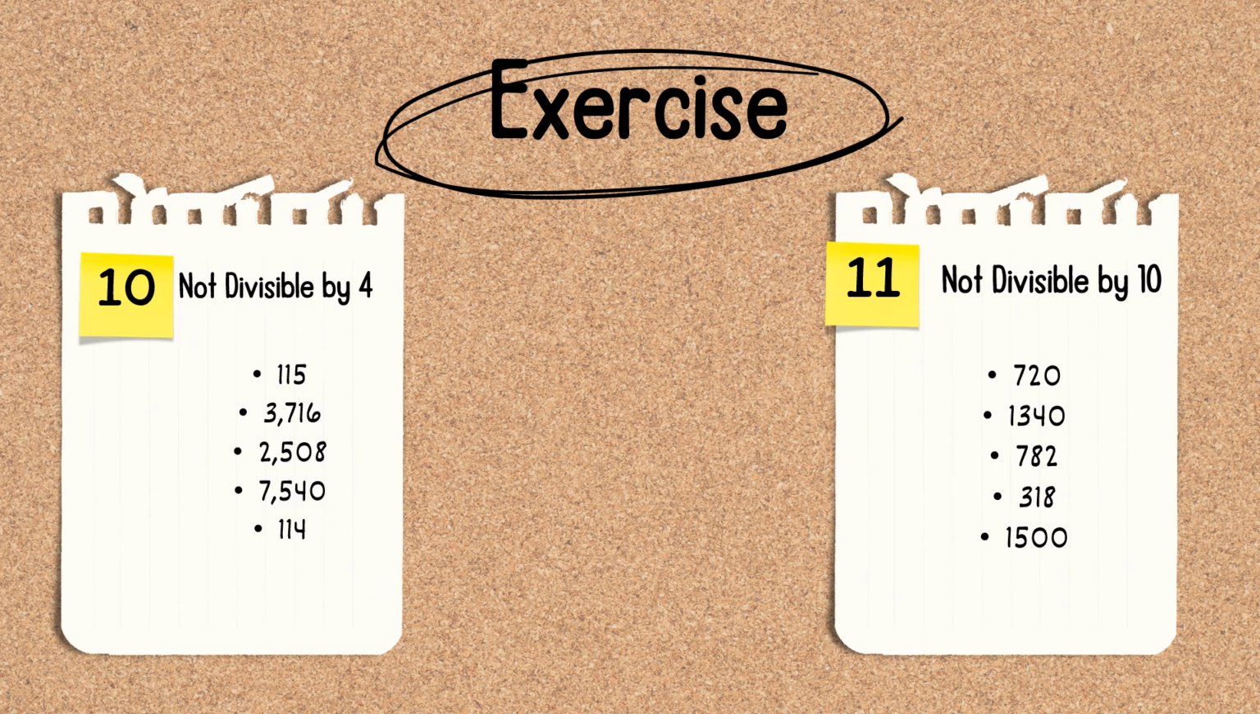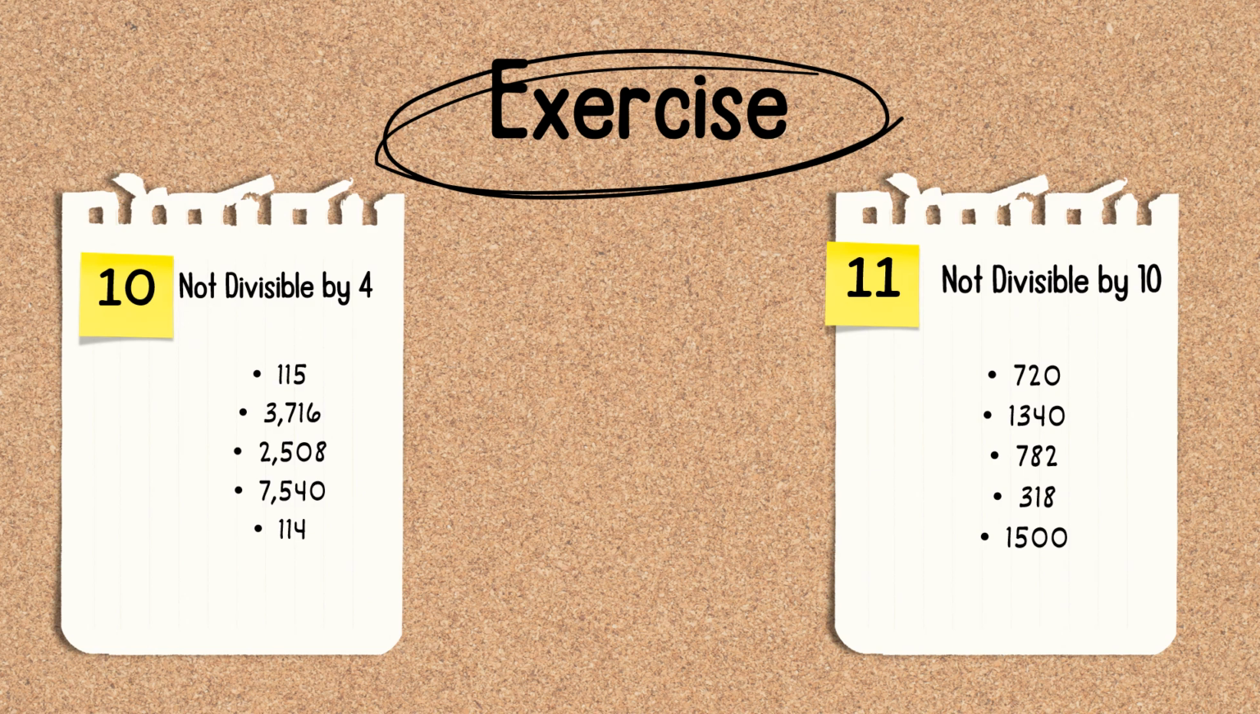And now start. 115. The last two digits, of course, are not zeros, and 15 is not in the times table of 4. It's not divisible by 4. So yes, this achieves the requirement. We will take it. 3,716. 16 is in the times table of 4. It is divisible by 4, so this number is out. We will not take it. It doesn't achieve the requirement.